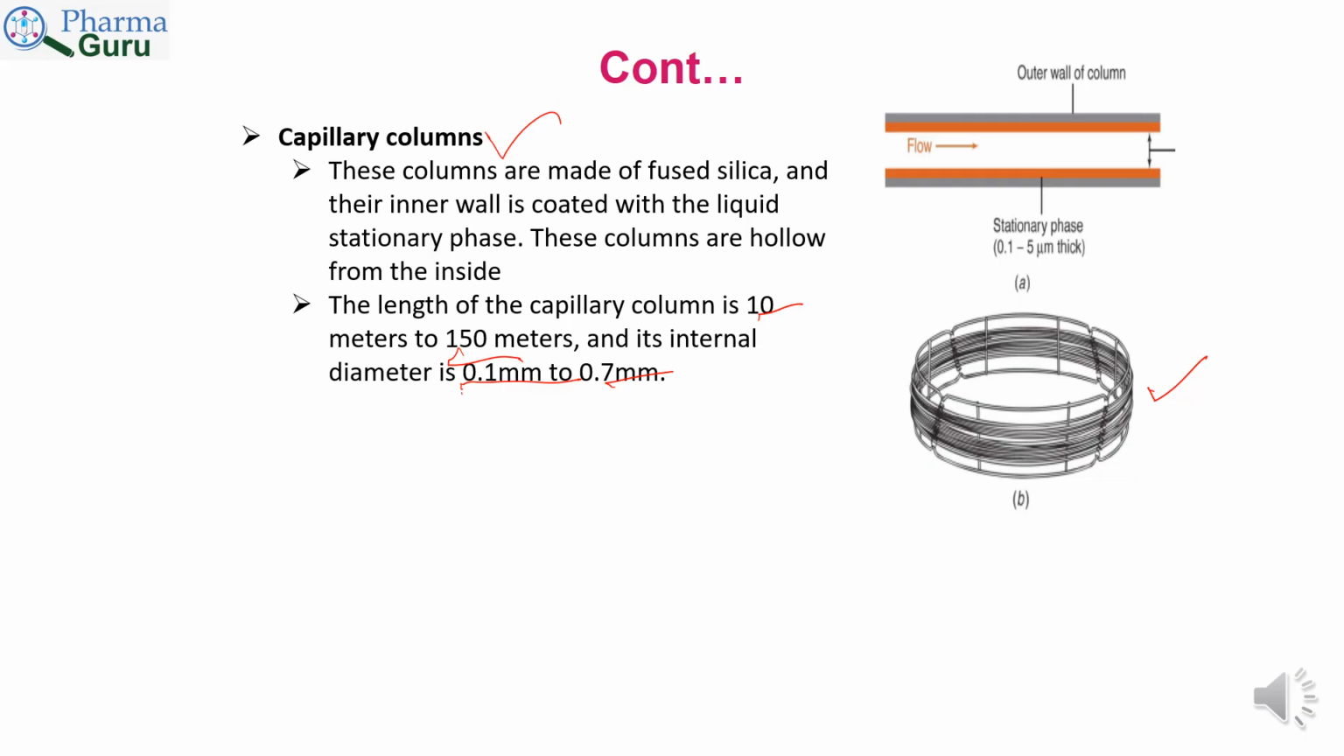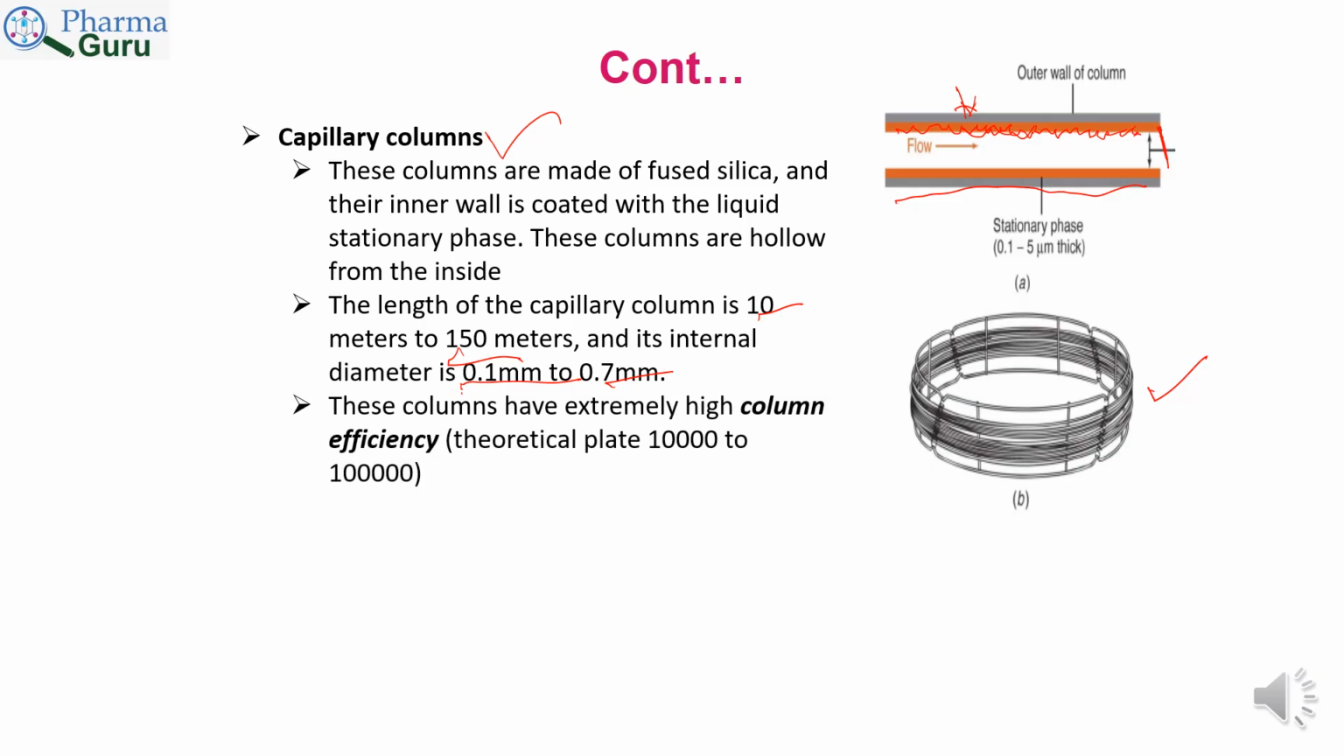This is the outer side of the capillary column which is made of fused silica. This is the inner side which is coated with immobilized stationary phase which is responsible for the separation of the components in the sample mixture. This is the diameter of the capillary column which is 0.1 to 0.7 mm. This is the length of the column which is 10 meter to 150 meter.